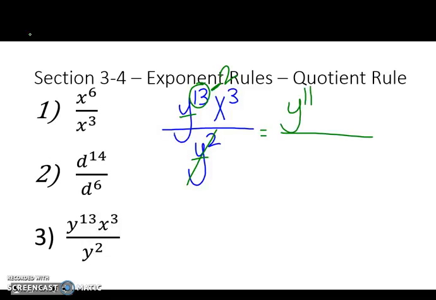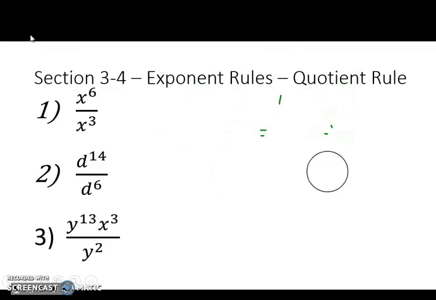And then I don't have anything to combine with the x cubed, so I'm just going to bring that over and put it in my final answer. And then, of course, we can put that all over 1. So we get y to the 11th x cubed over 1 for our final answer. So with the quotient rule, we are subtracting same bases. With the product rule, we were adding them.